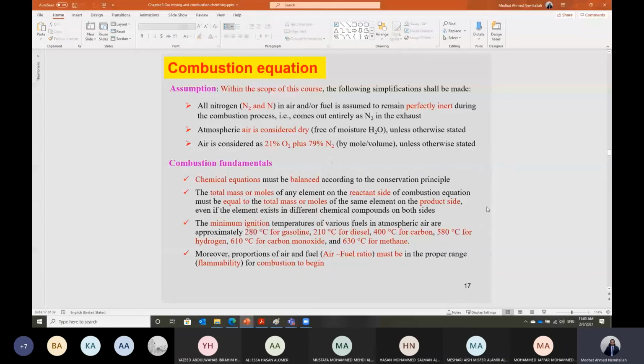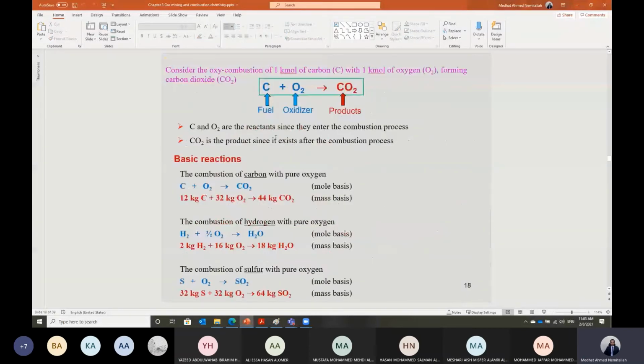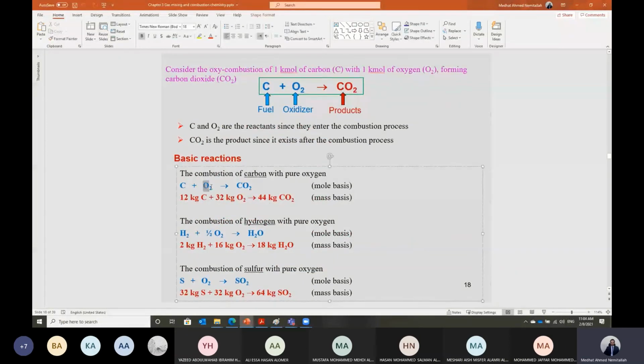Yes. No, it's okay. So, as I told you, we have been talking about this carbon: each carbon molecule needs O2 to convert to carbon dioxide. This is by mole, so the number of moles should be equal. If it is by mass, then we have 12 kilogram of carbon, 12 being the molecular weight multiplied by the number of moles, which is 1. So 12 kilogram of carbon plus 32 kilogram of O2 should give us 44 kilogram of carbon dioxide.